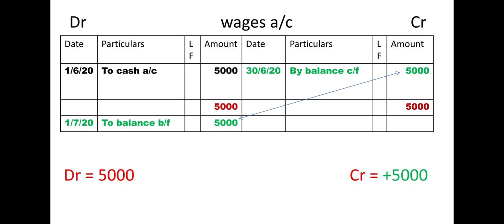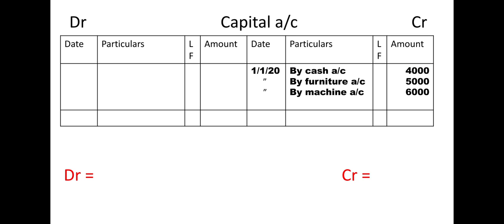Okay, student, one more example. Capital account this time. Now capital account is always credited, student, you know very well. So here also it is credited. Total of credit side is 15,000 and total of debit side is 0. Means there is nothing on the debit side. Okay, so can you tell me how much I should add on the debit side to make it equal?